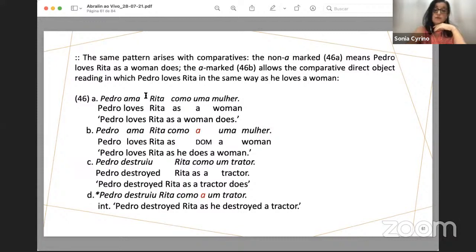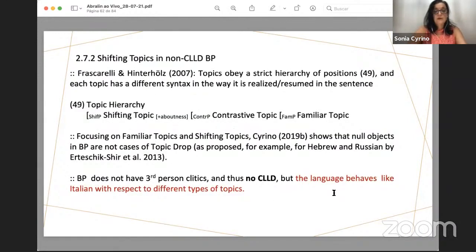Also, if you have a sentence like "Pedro ama Rita como uma mulher," okay, Pedro loves Rita as a woman does. You can also have "Pedro ama Rita como a uma mulher." So he loves Rita as he does a woman, right? Now, if you have an inanimate, "Pedro destruiu Rita como trator," it means Pedro destroyed Rita as a tractor or bulldozer destroys things, right? But if you put "a," this is ungrammatical because it doesn't mean that he destroyed Rita as he destroyed a tractor. So this is ungrammatical. Okay, so I think this is evidence that we can have this movement out of the DP for animates, and this doesn't happen with inanimates.